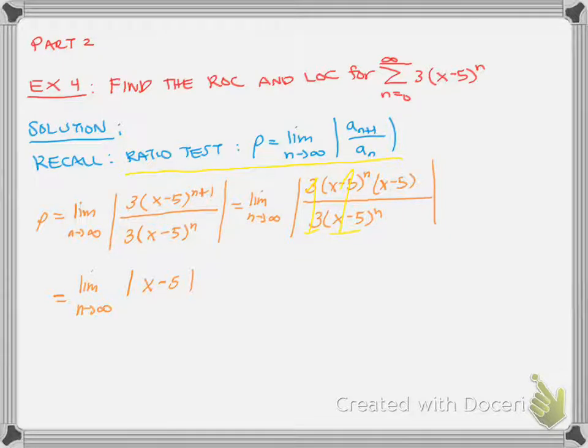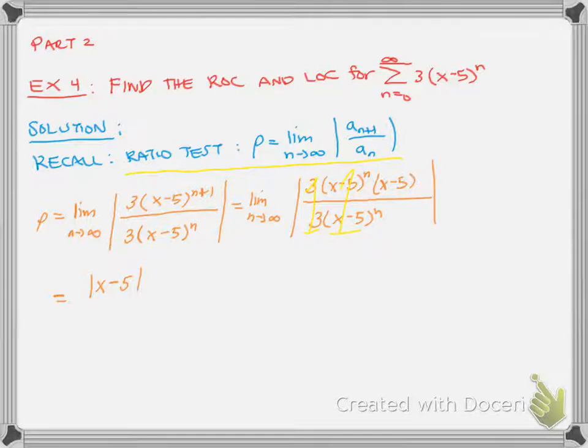Now we can even drop the limit, once you're done evaluating n, or if there are no more n's left, because the limit only refers to the n variable, not the x. It's independent of the x. So this just equals the absolute value of x minus 5. So that's what rho equals.